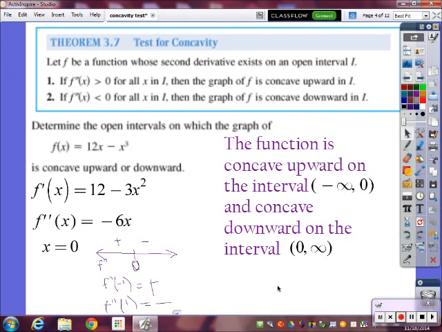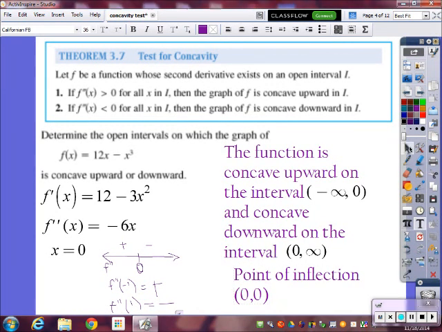So I'd write out my conclusion as the function is concave upward on the interval negative infinity to 0, and concave downward on the interval 0 to infinity. One other item that's really important that they didn't really ask for here, but that you are going to have to be aware of is points of inflection. And if you think back to Algebra 2 or pre-cal, you should remember that a point of inflection is where the concavity changes. So if it changes from concave upward to concave downward at x equals 0, then x equals 0 is a point of inflection.